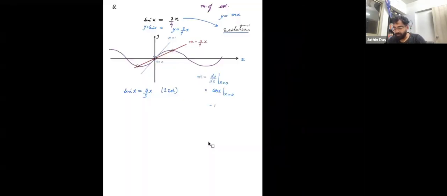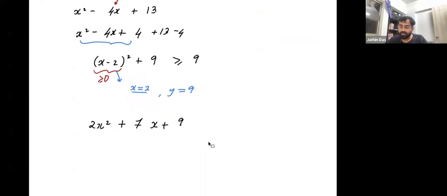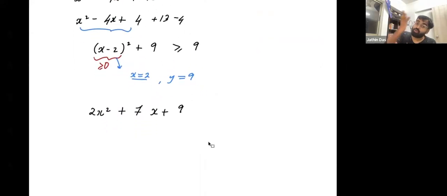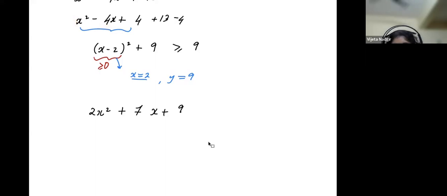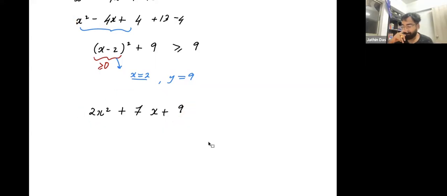Then if I have a coefficient for this, try this one, completing the square. Here you will have to take 2 common. Because, see, I told you halving the term will only work when the coefficient is 1. So you will have to take 2 common first.